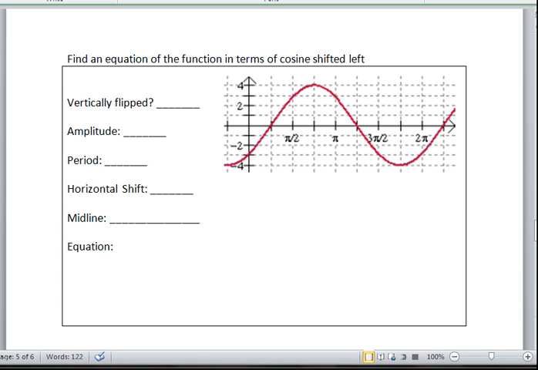Okay, now let's look at the same graph, but this time what we're going to do is give it a function in terms of cosine shifted to the left. And so that's going to start here at the bottom, and it's going to end here. The period's still the same. The only thing that's different is the horizontal shift. And what you'll notice is that is pi over 4 to the left.